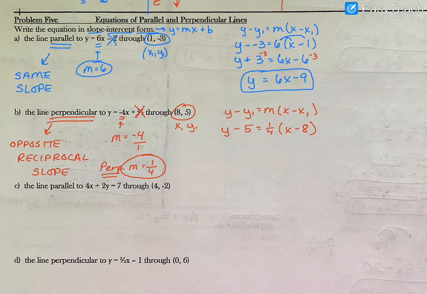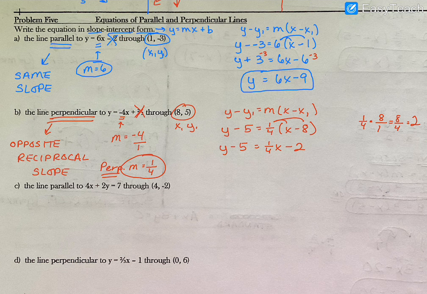Okay, work on cleaning it up, distribute, and make it y equals. So first of all, I'm going to take the 1/4 and distribute. So still y minus 5 equals 1/4 times x is 1/4 x minus, what is 1/4 of 8? And 1/4 of 8 is 2. If you prefer, bring it off to the side and think what is 1 over 4 times 8 over 1 as a fraction. So you can say 8/4, which is 2.